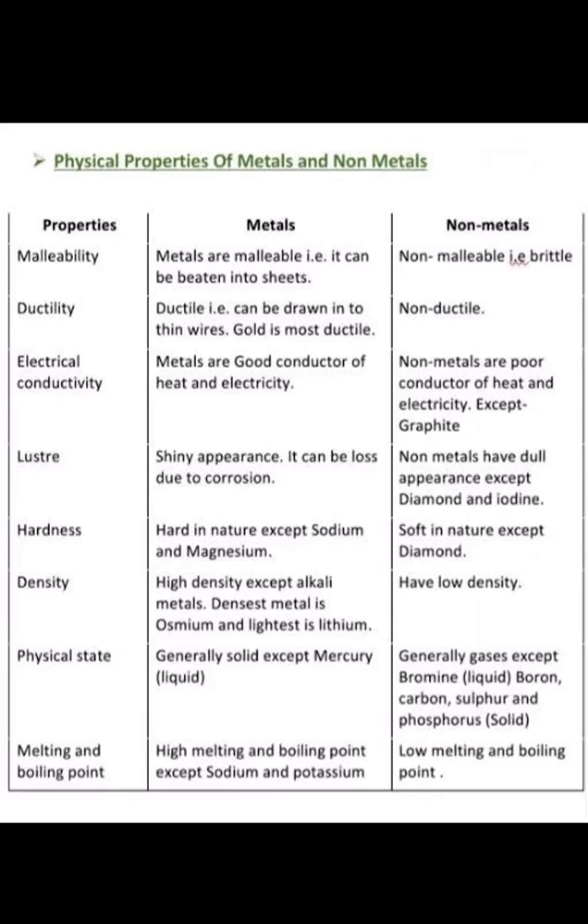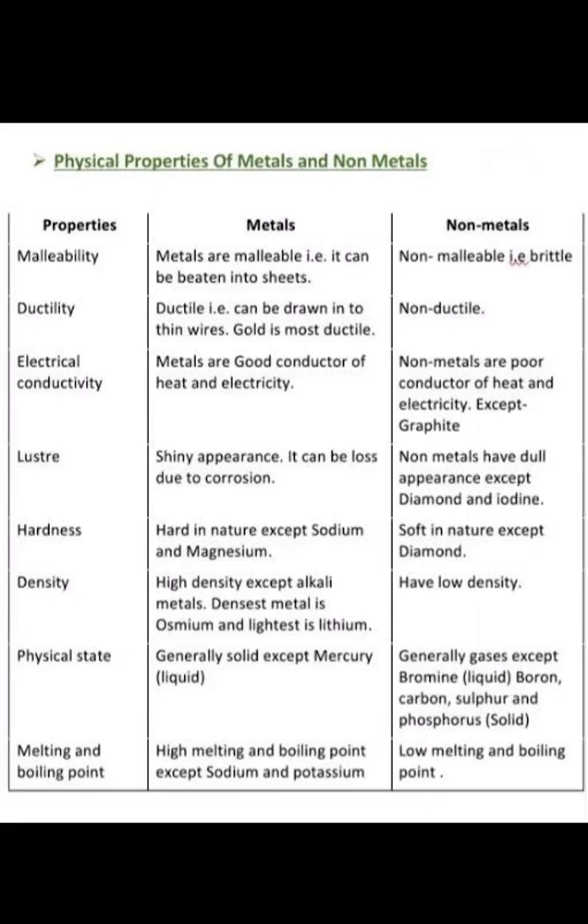Metals have a shiny appearance, whereas non-metals have a dull appearance, but there are exceptional cases like diamond and iodine. On the basis of hardness, metals are generally hard, but exceptional cases like sodium and potassium are soft metals. They can be cut with a knife, whereas non-metals are soft in nature, but there is an exceptional case, the diamond, which is the hardest one.